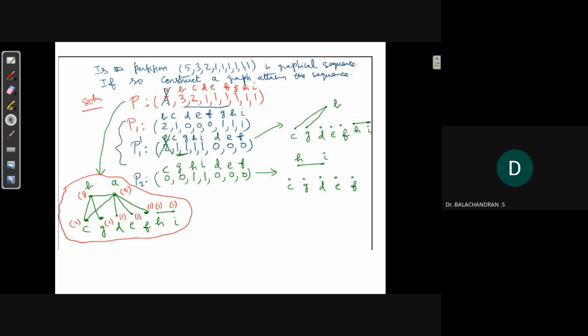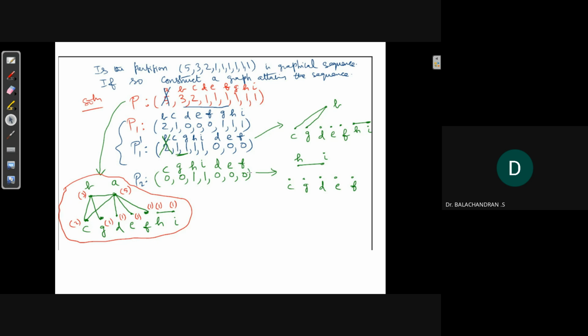This 2 corresponds to B, this 1 corresponds to C. These 3 ones correspond to G, H, I, so I should write G, H, I. These 3 zeros correspond to D, E, F. Now it is in descending order. I'll take the first 2 and subtract 1 from each of the next two. So 1 minus 1 is 0, 1 minus 1 is 0, and then 1, 1, 0, 0.